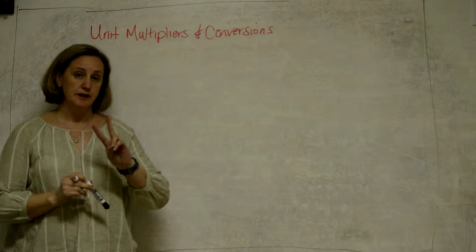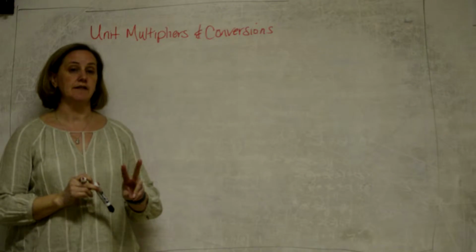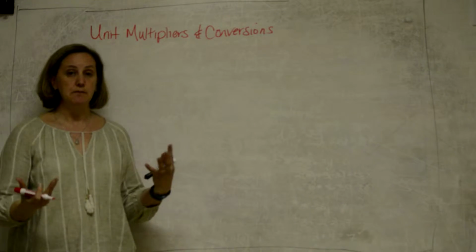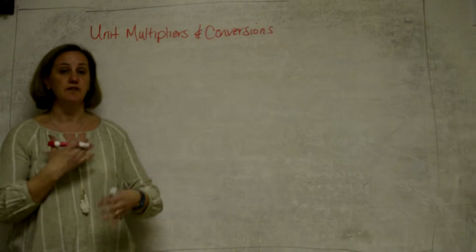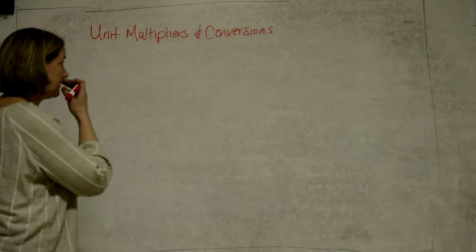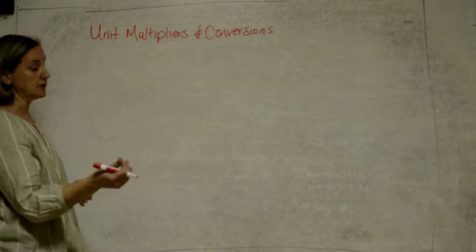Basically, we're going to learn to do two things in this lesson. The first one is how to make a unit multiplier, and the second thing is how to multiply your unit multiplier to convert from one unit to another. What we're going to do, first of all, is figure out how to make unit multipliers.